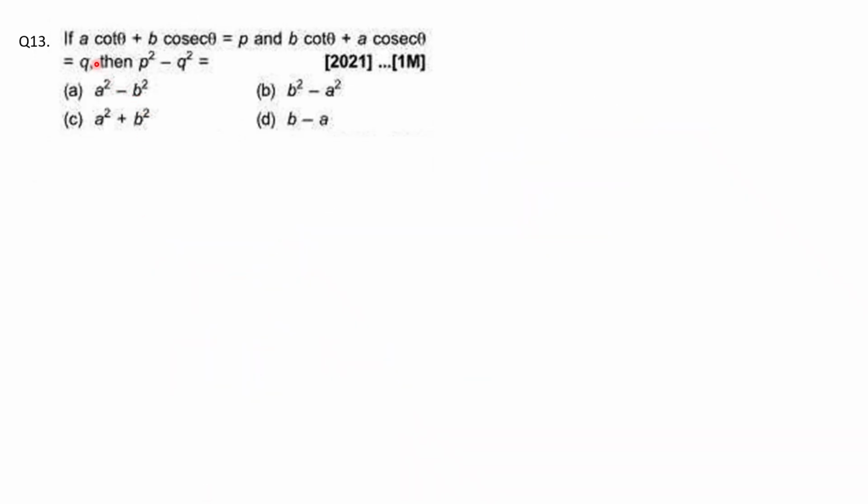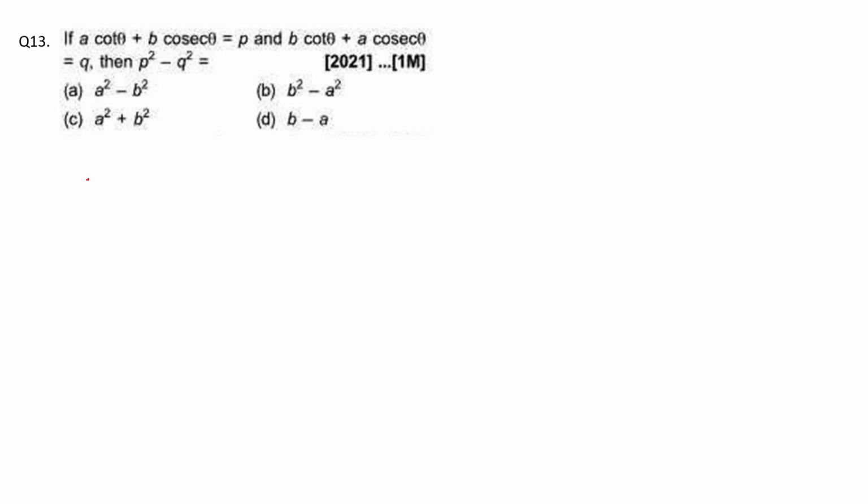Question number 13. If A cot theta plus B cosec theta is equal to P and B cot theta plus A cosec theta equal to Q, then P square minus Q square equal to. Now this type of question here it is given in MCQ, but it comes for 3-mark question also. So how to solve this? First let's do square on both the sides. So A cot theta plus B cosec theta whole square.